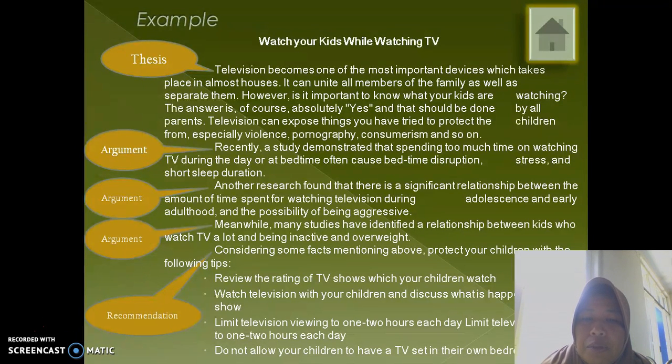Review your rating of TV shows which your children watch. Watch television with your children and discuss what is happening in the show. Limit television viewing to 1 hour each day. And do not allow your children to have a TV set in their own bedroom. Yes, that is the example of hortatory exposition text.